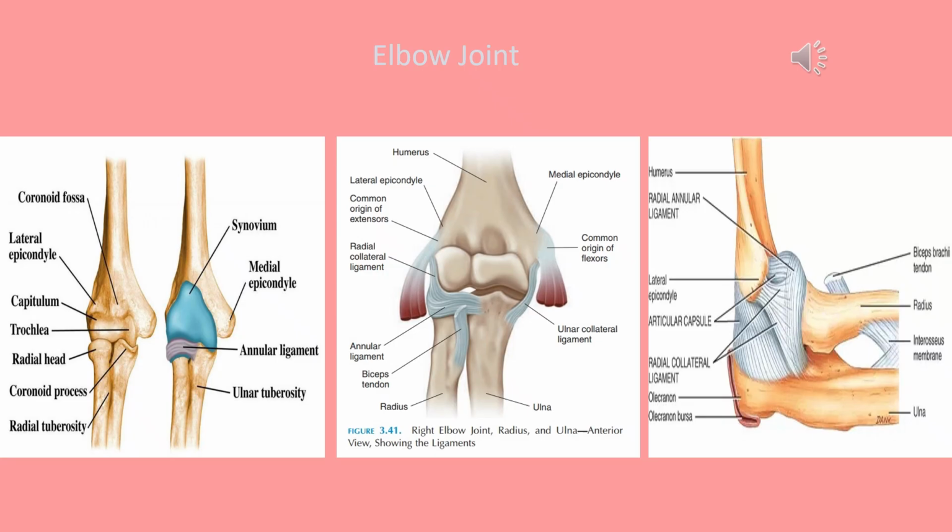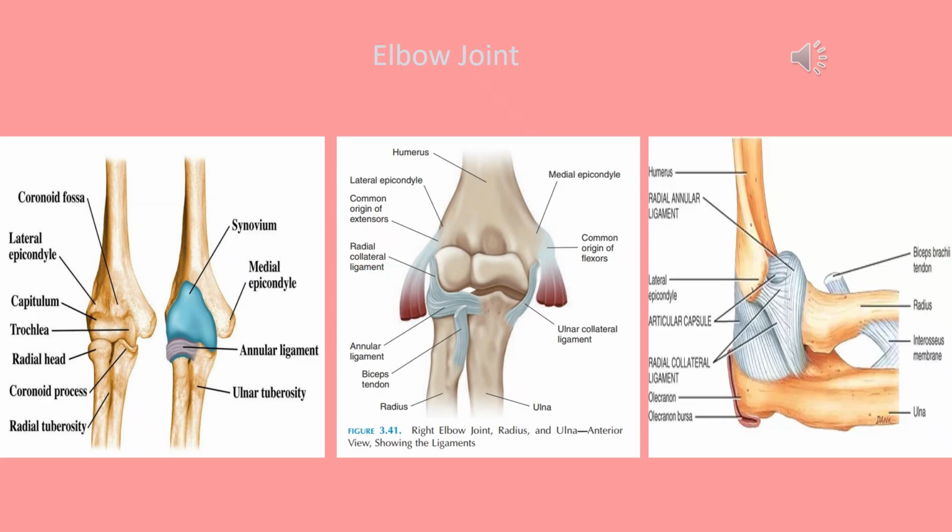Remember that the head of the radius has to glide over the smooth condyle of the humerus when the arm is flexed. The condyle of the humerus there on the radial side is called the capitulum. Also on the ulnar side, that is the trochlear notch of the ulna, which has to glide over the trochlea of the humerus when the arm is flexed and extended. So we do have motion, therefore we need to minimize friction. So we have a joint capsule, which is filled with synovial fluid.